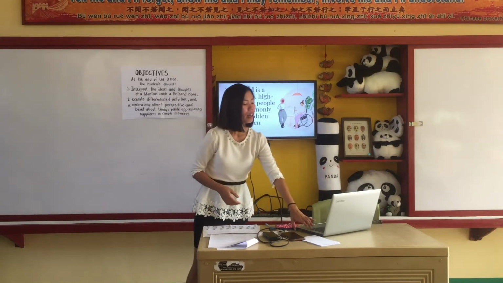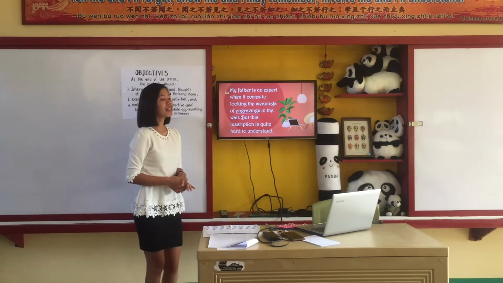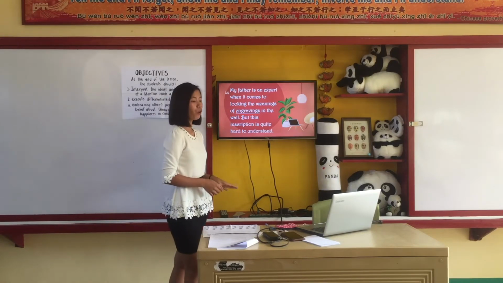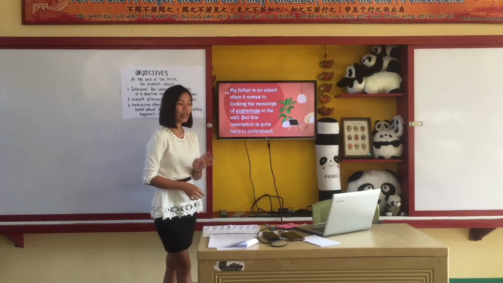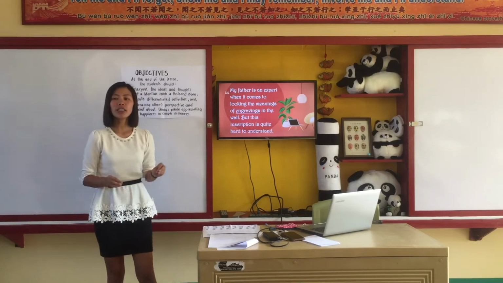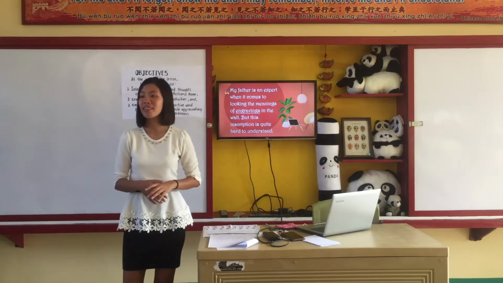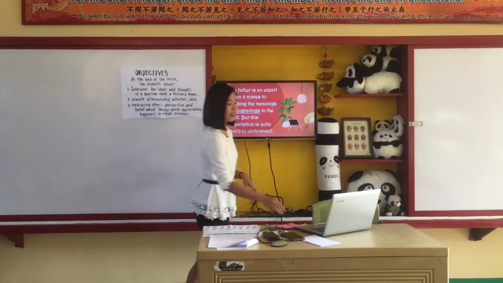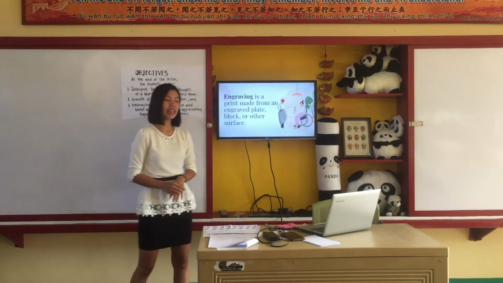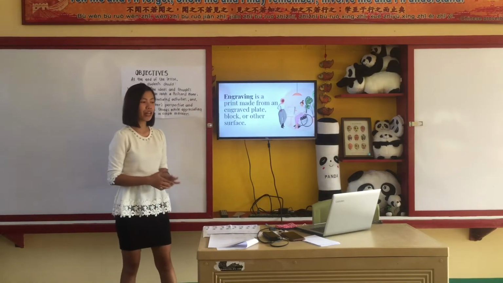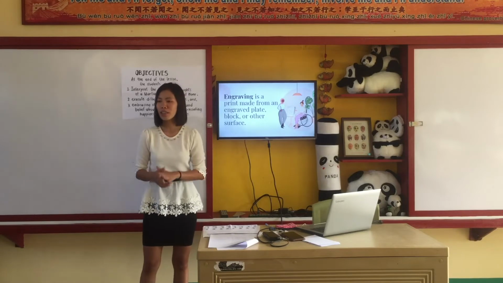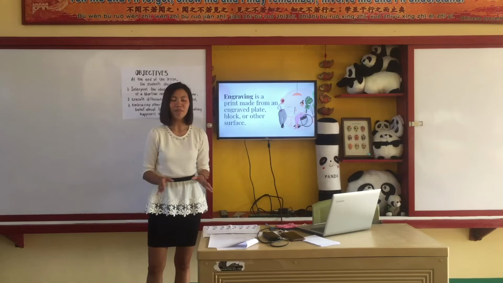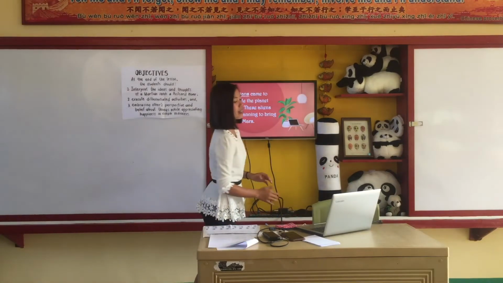Okay. The third sentence. My father is an expert when it comes to looking the meanings of engravings in the wall, but this inscription is quite hard to understand. What does engravings mean? Yes, Lane. That's correct. Engraving is a print made from an engraved plate, block, or other surface. Everybody say it again. Engraving. Okay, very good. The next sentence.